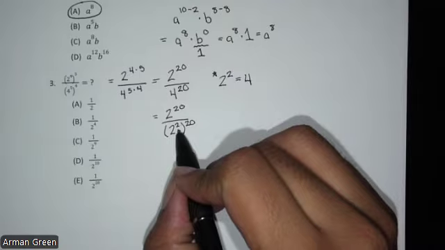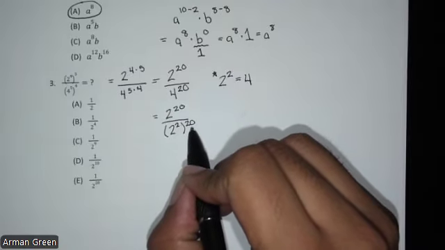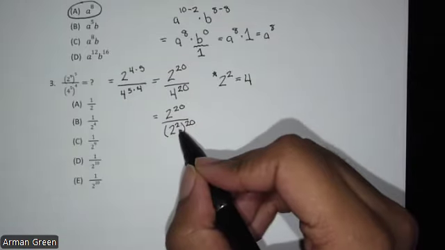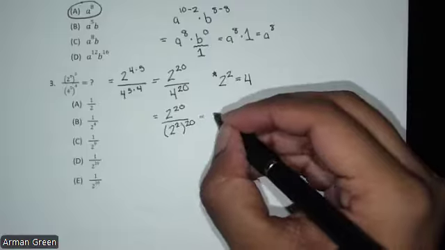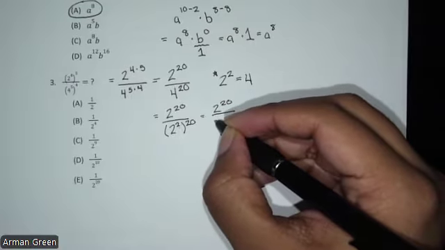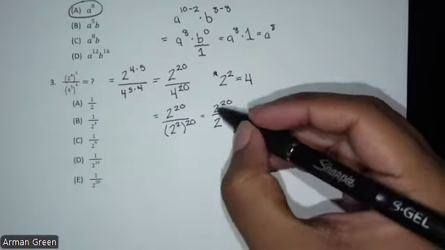Okay, now look at what we have here. We have an exponent on the inside and we have an exponent on the outside. So that means what I can do is take these and multiply them. So 2 times 20 is 40. So what we have on the bottom is that we really have 2 to the power of 40.